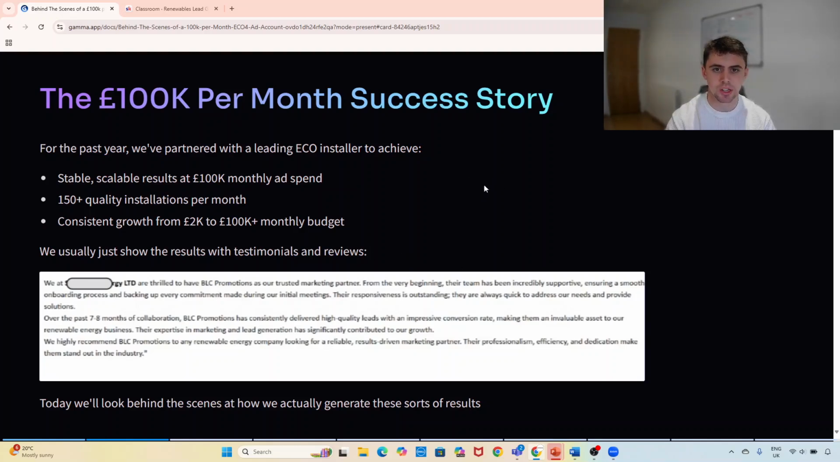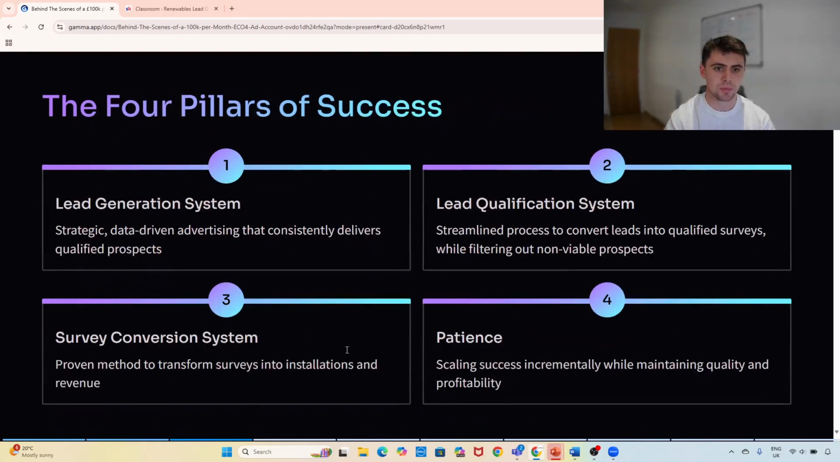Usually with these success stories, all we really show people is the client interviews or the testimonials. But today we'll actually dive into what is needed to manage one of these accounts, how you yourself can get to this sort of spend and get these results. So jumping right into it, there's really four main things that your company needs to run and manage a paid advertising campaign profitably.